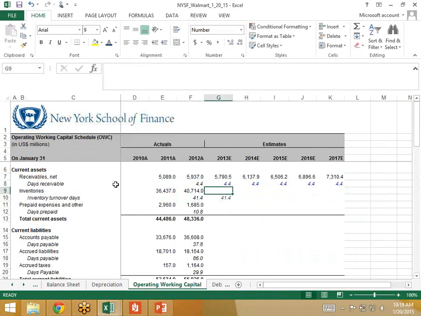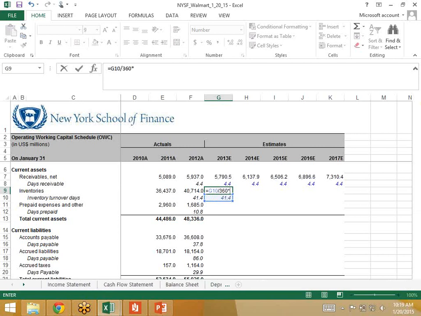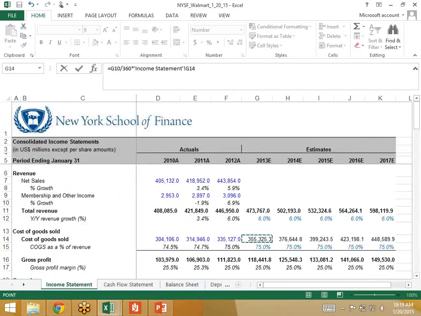And so the future inventory equals the 41.4 divided by 360 times cost of goods sold.